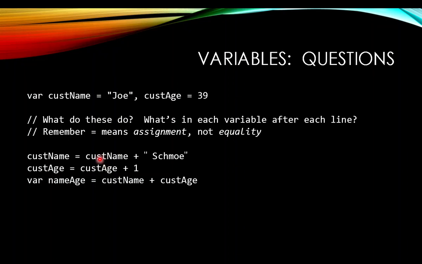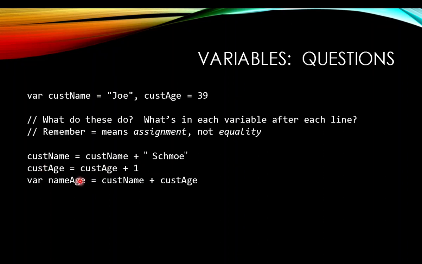Take cust age, what's in that? That's 39. Add 1 to 39, that makes 40. 40 then is going to be on the right side, that's the result of the expression. Then assign that to the variable called cust age. So after this line, cust age should contain the number 40.